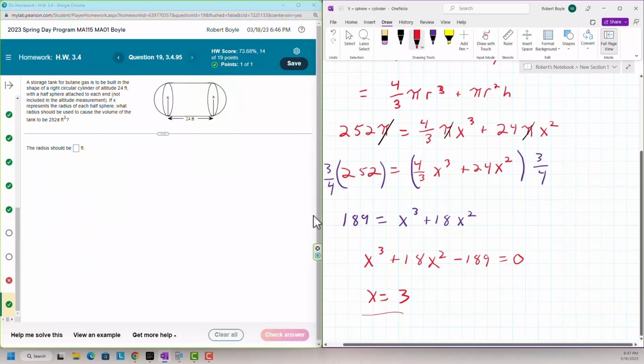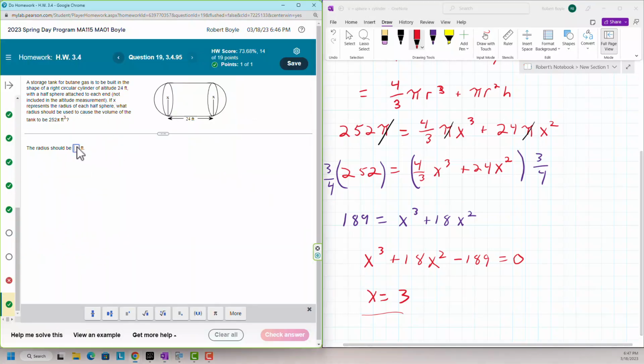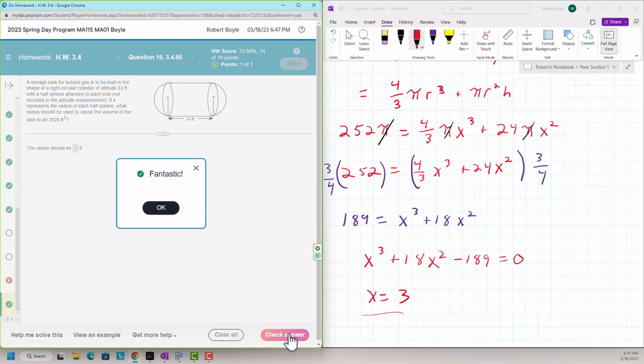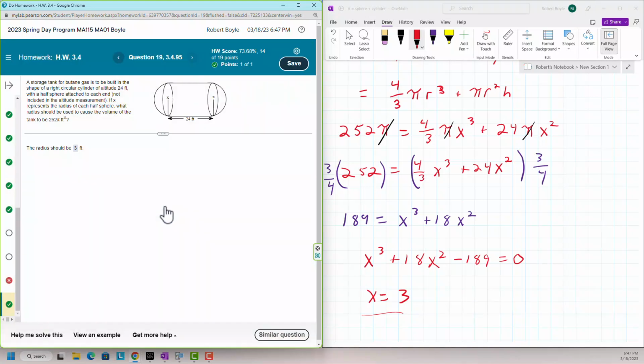Here is my backup. I'm going to put in 3. I'm going to pray to God that I am right. And God answered. And that is how you do this particular problem. I'm going to show you one other thing that you can do.